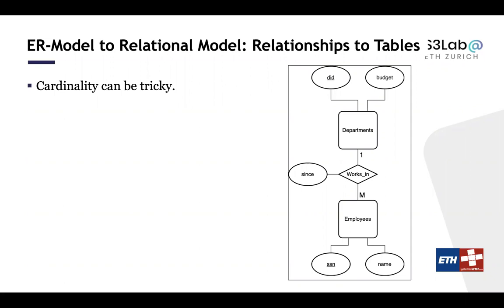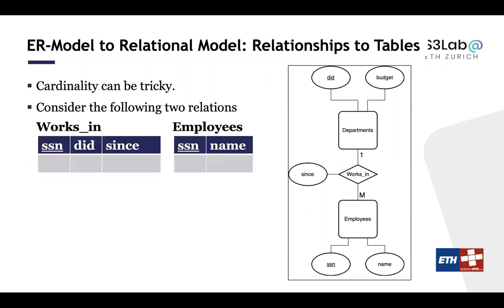How can we translate this into a logical model? Well, there are so many different things you can do. Let's consider the works in and employees relations. The works in relationship will become a works in relation with 3 attributes: the social security number, the department ID, and since. And for employees, you have the social security number and the name. You could have this. This is a reasonable translation.